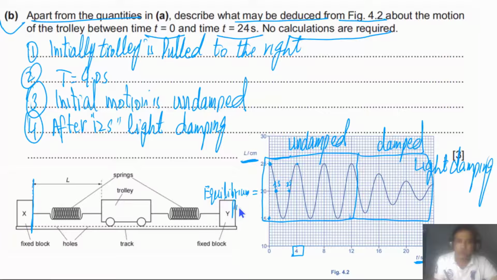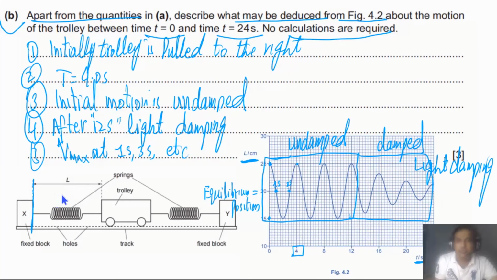Equilibrium position is at 20, and at the equilibrium position speed is maximum. So we can also say maximum speed. We can write it in a simpler way as Vmax, at 1 second, 3 seconds, and so on.